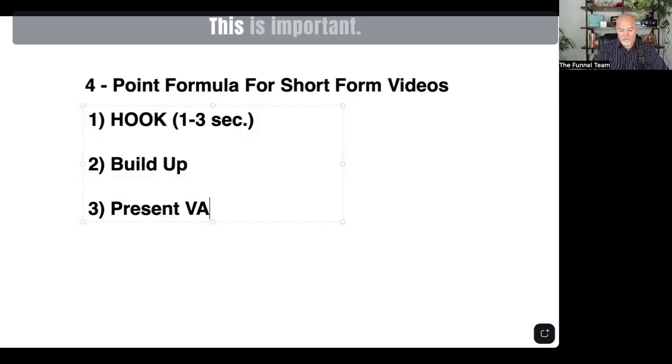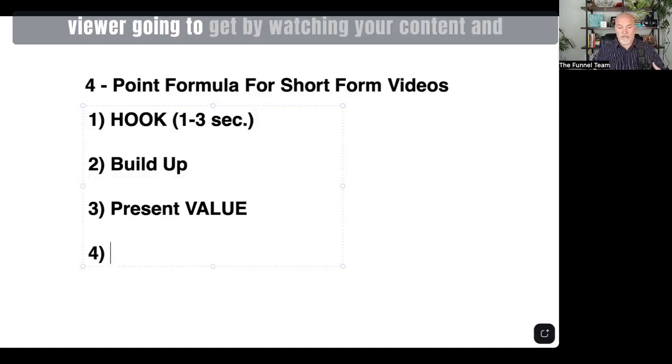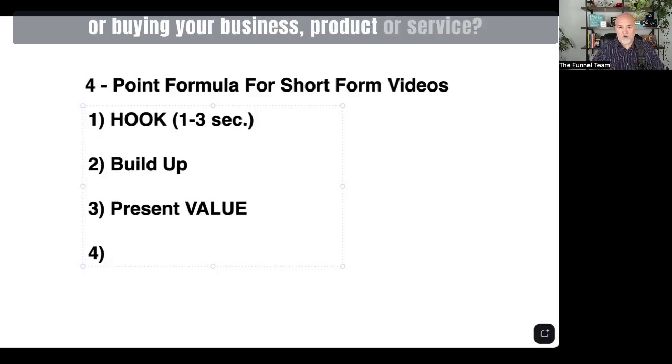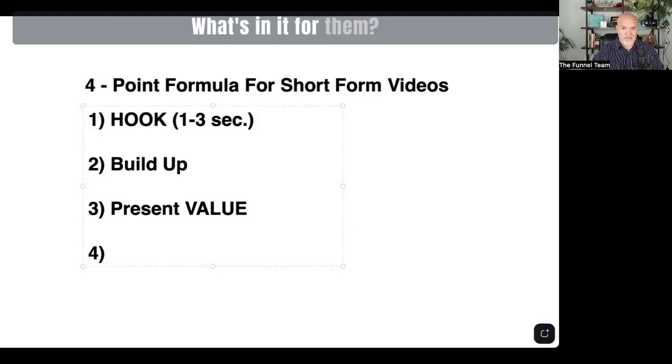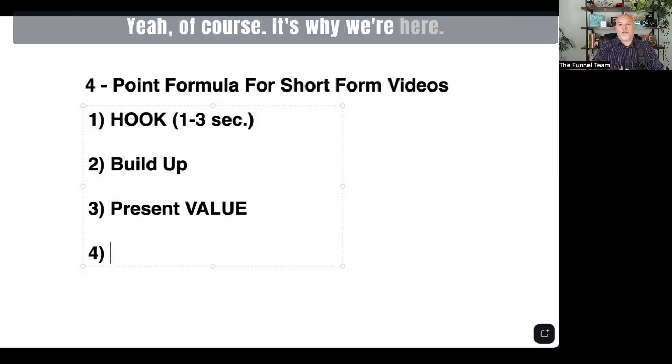Number 3 is present value. This is important. In other words, what type of value is that viewer going to get by watching your content and or buying your business product or service? What's in it for them? That is where, in number 3, you really have to think about that. It's not about you. I know you want to make a commission. You want to make a sale. You want to sell your business product or service. Yeah, of course, it's why we're here. But think about them. How's it going to help them? What is the value in it for them?